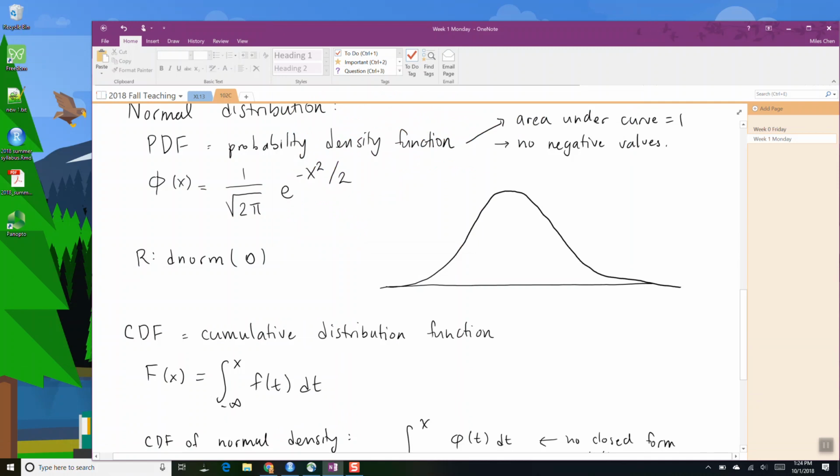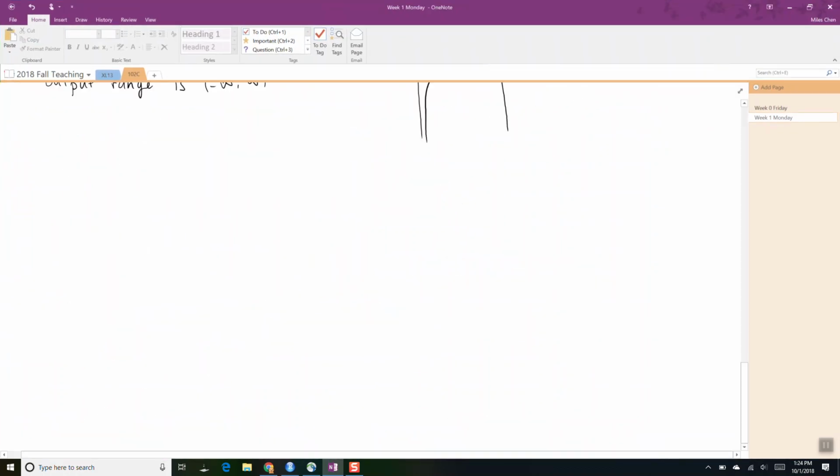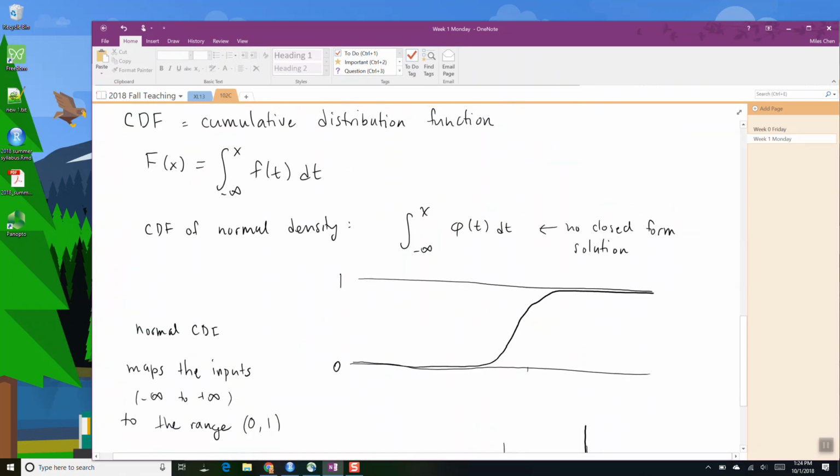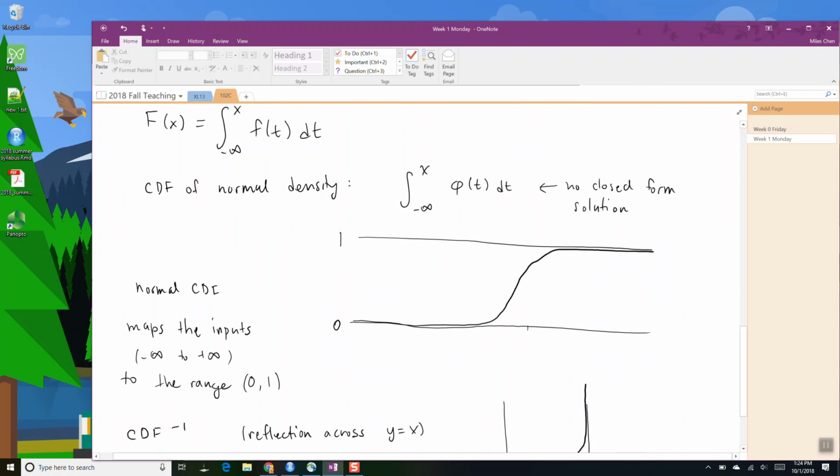What is the function in R that will give us the CDF? In R, to get the CDF, what is the function we use? The normal cumulative density function. You guys are breaking my heart here. p norm? Yes?